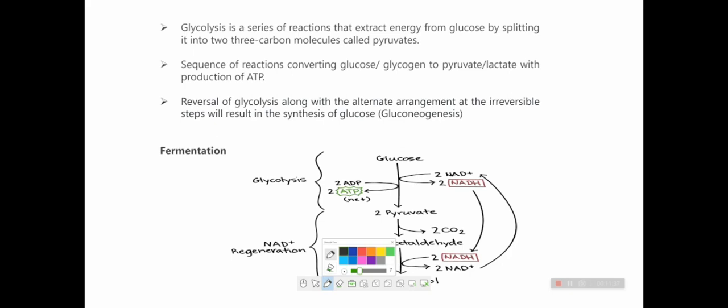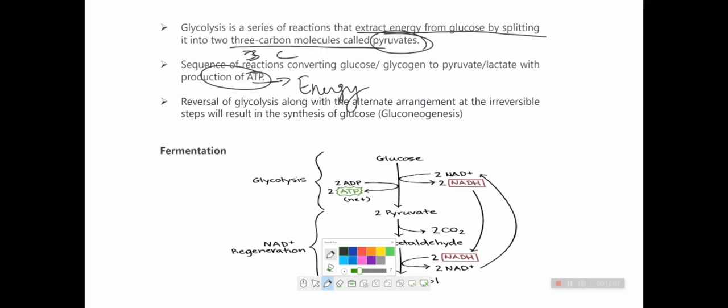Here, glycolysis is the series of reactions that extract energy from glucose by splitting it into 3 carbon molecules that are called pyruvate. It is a sequence of reactions converting glucose to pyruvate, lactate or ethanol with the production of ATP as the energy form. Reversal of glycolysis along with the alternate arrangement of the irreversible steps will result in the synthesis of glucose, that is known as gluconeogenesis.